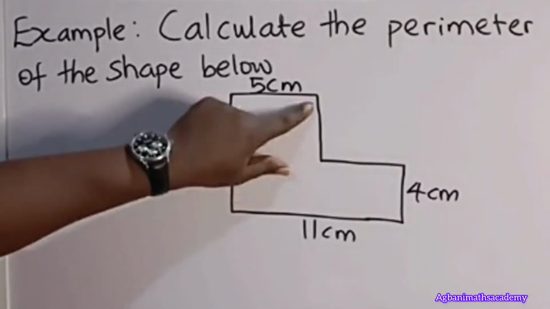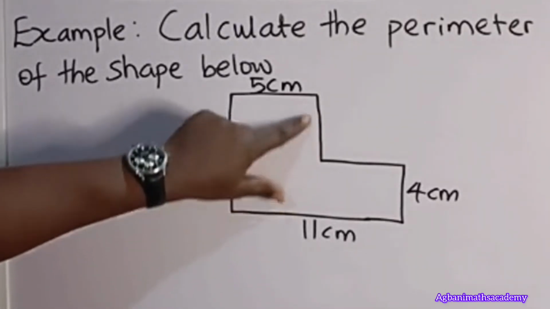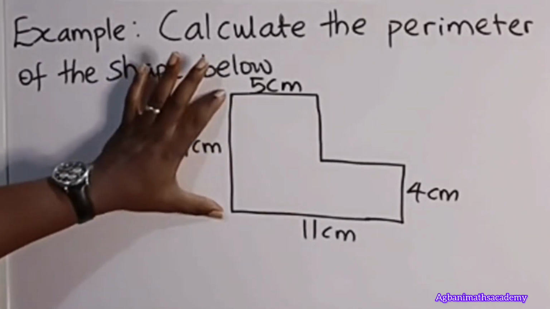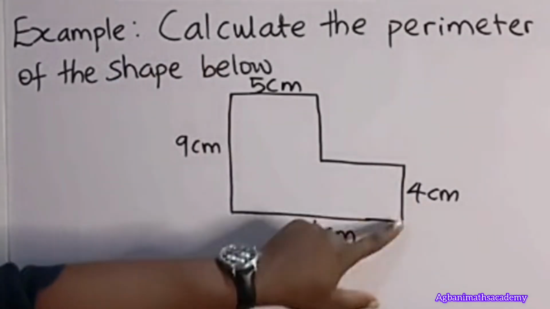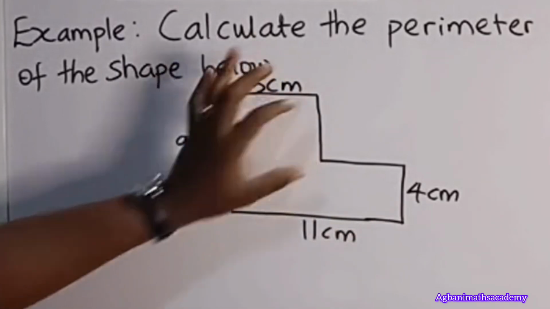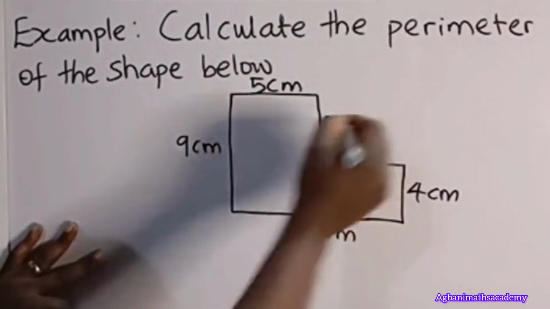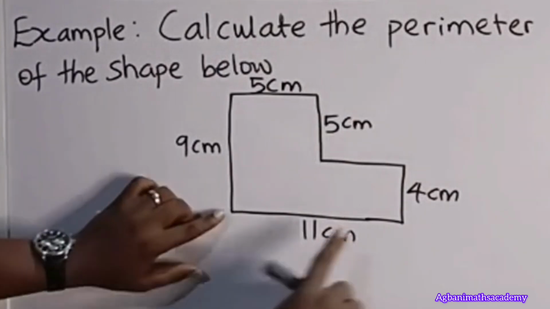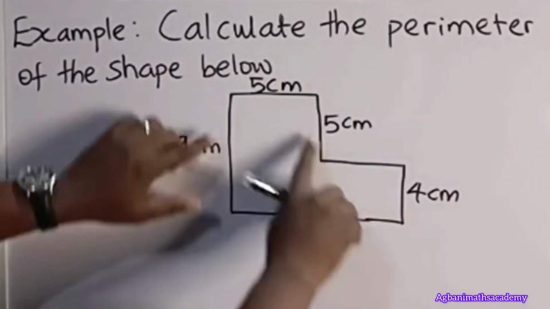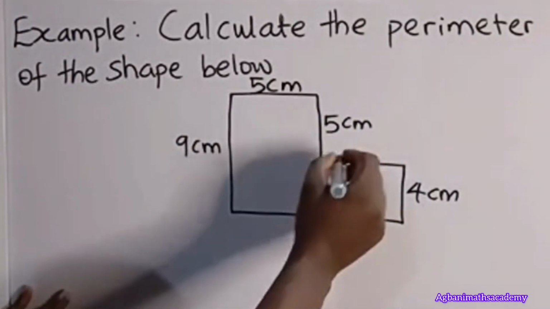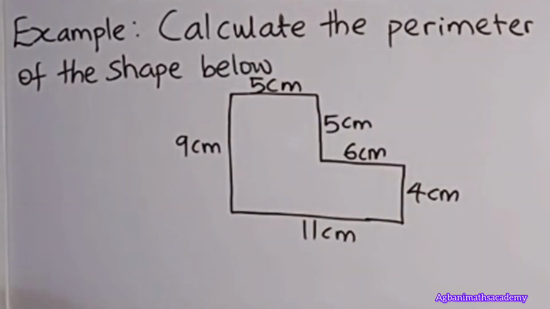So here, there is a missing side. So if from here to here is 9, and from here to here is 4, that means from here to here is 5. So we have 5 here. If from here to here is 11, and from here to here is 5, that means from here to here is 6. So we have 6 here. So we have gotten all the sides. Now we can add them together.